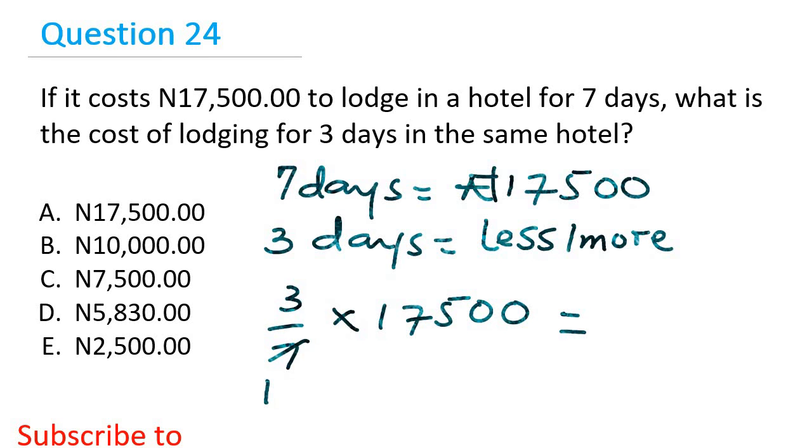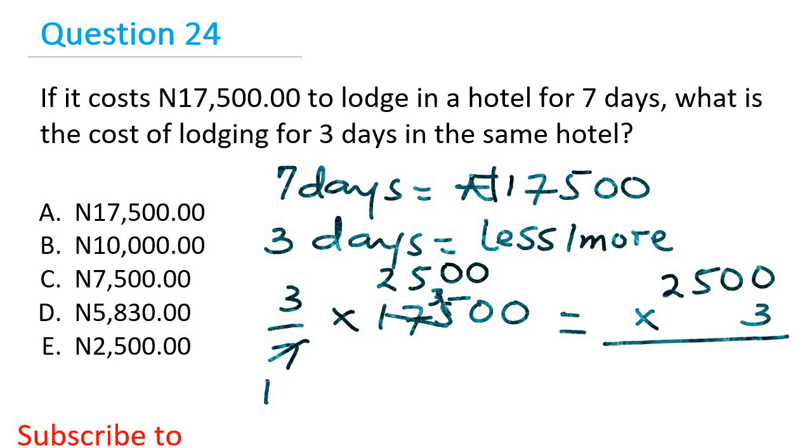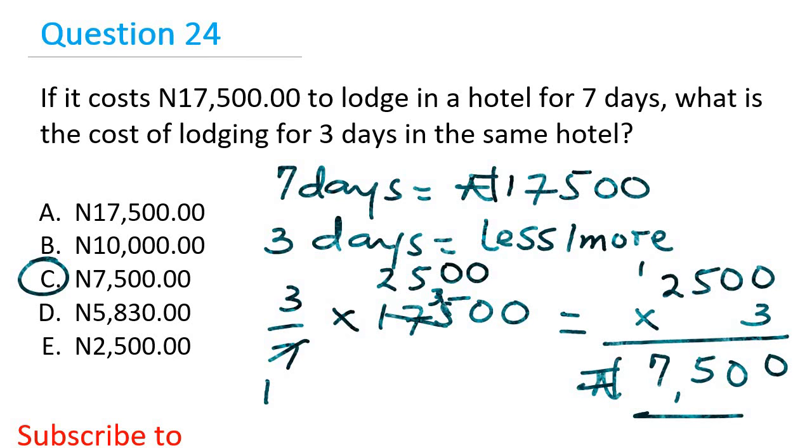7 into 1, no. 7 into 17 is 2. 14 remainder 3. 7 into 35 is 5. We have 0. So our answer will be 2,500 times 3. 3 times 0, 3 times 0, 3 times 5, 15. 5 carry 1, 3 times 2, 6 plus 1. 7,500 is the answer, which is C.